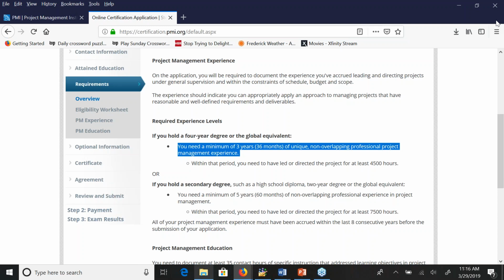Now, if you're saying 12, boom, you're Einstein. Yep, you've arrived. It's all good because you've now covered 12 months of unique, non-overlapping experience.